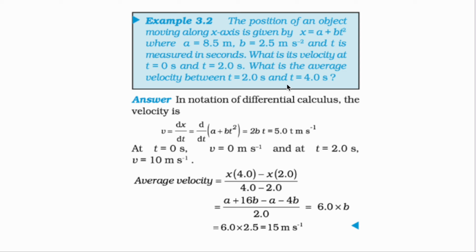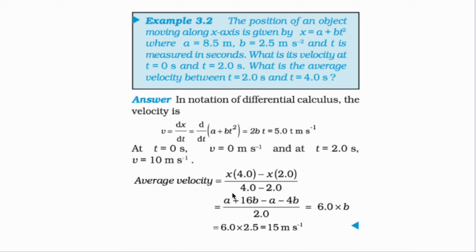So b value is what? B value is 2.5. 2.5 into 2, that is 5t meter per second. So at t is equal to 0 second, if you multiply with 0 it will become 0. At t is equal to 2 seconds, 5 into 2, this will give you 10 meter per second.